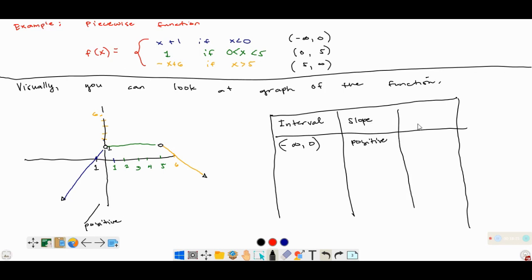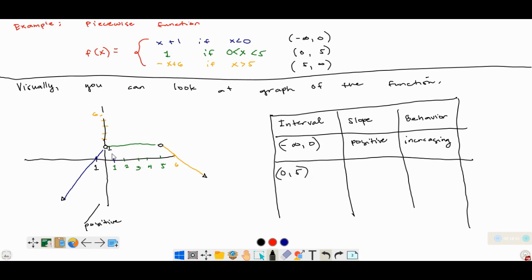So, what will be the behavior of your function from the interval negative infinity to 0? So, the behavior will be increasing. So, your function will increase in the interval negative infinity to 0. Next, dun tayo sa pangalawang interval, 0 to 5.